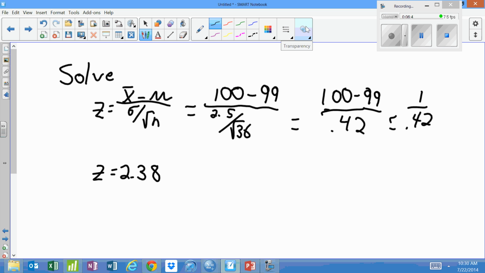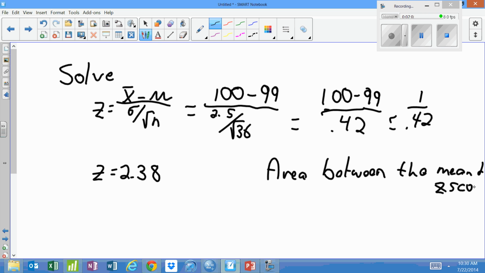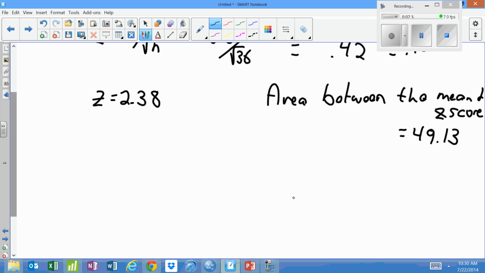So if you go to the back of the book to table B1, you are going to get a z-score of 2.38, and they're going to give you the area between the mean and z-score. And that area, let's see, 2.38 is 49.13. And I want to demonstrate a little bit as to what that represents. And I'm a picture person, so I'm going to demonstrate that.